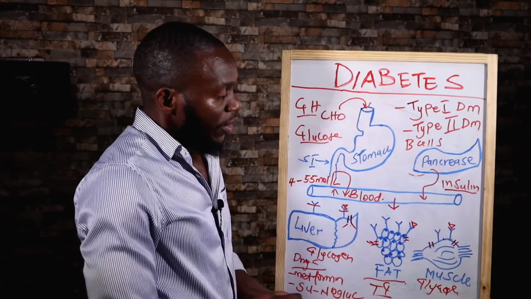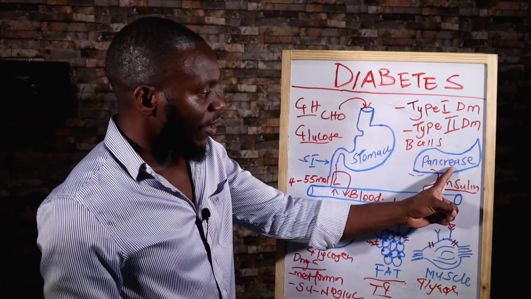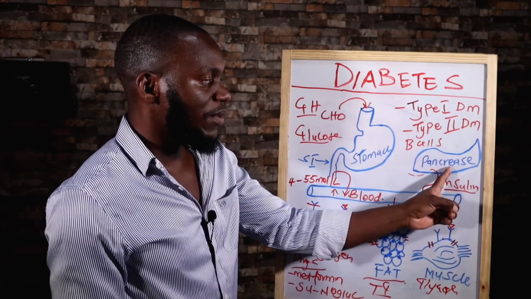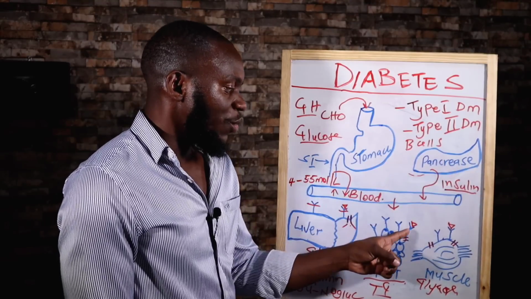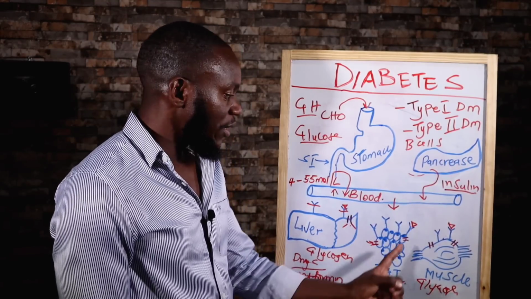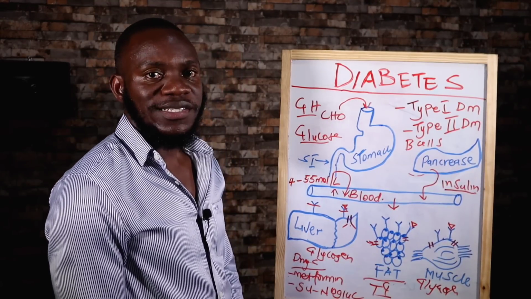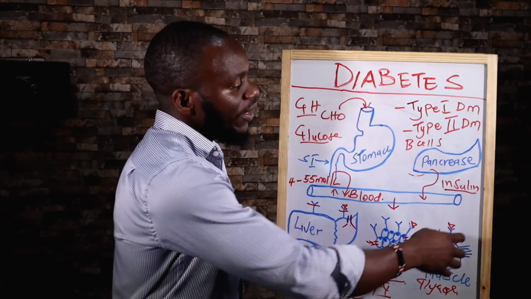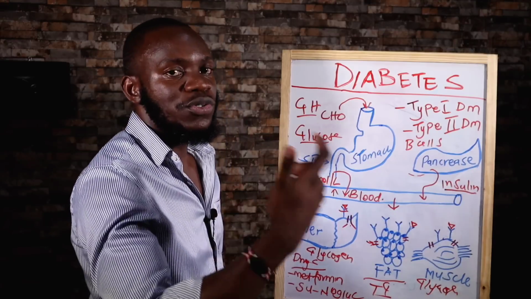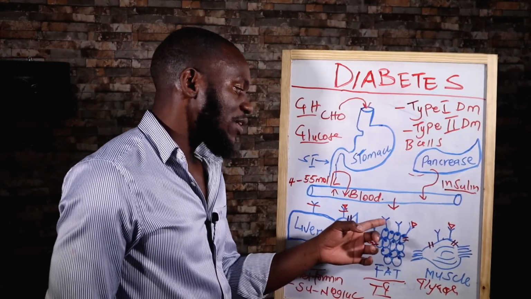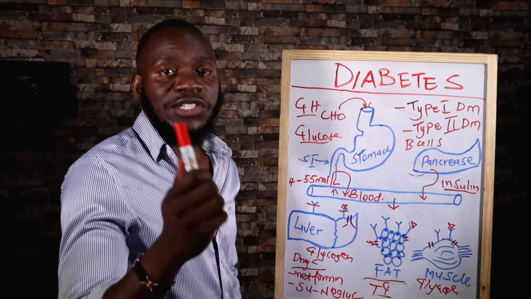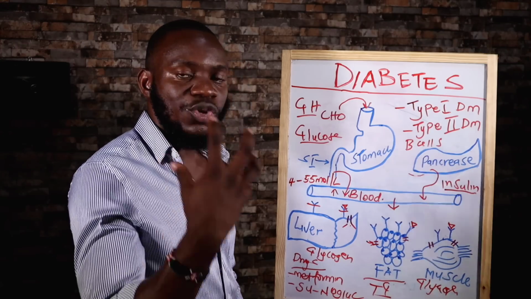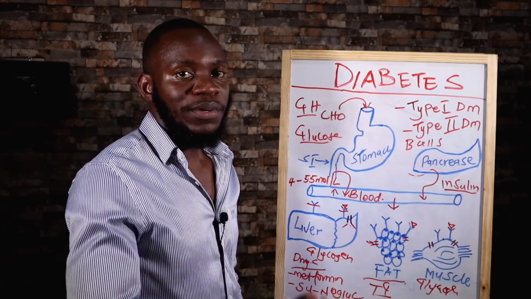Okay? So if you have a dysfunctional pancreas, maybe it has been exhausted, and your receptors are desensitized, we will make drug combinations that will activate the pancreas to produce insulin and also help sensitization of the receptors. And this is the reason why there are so many drug combinations for diabetes.